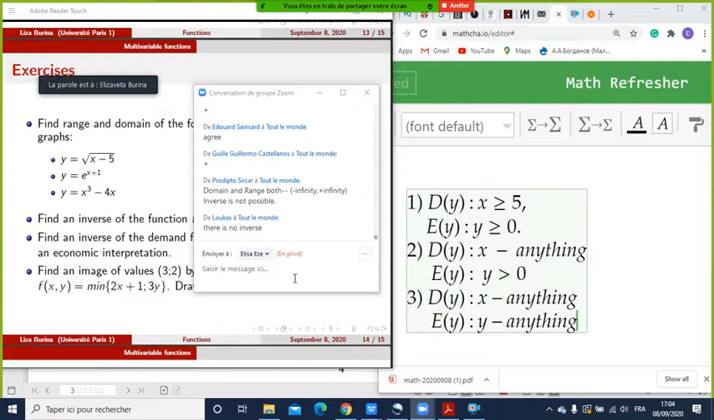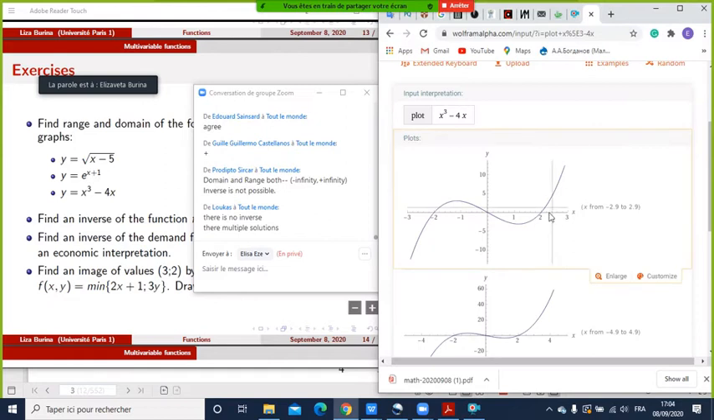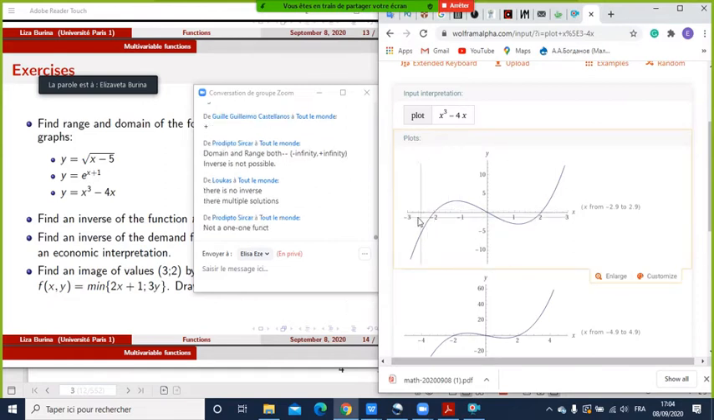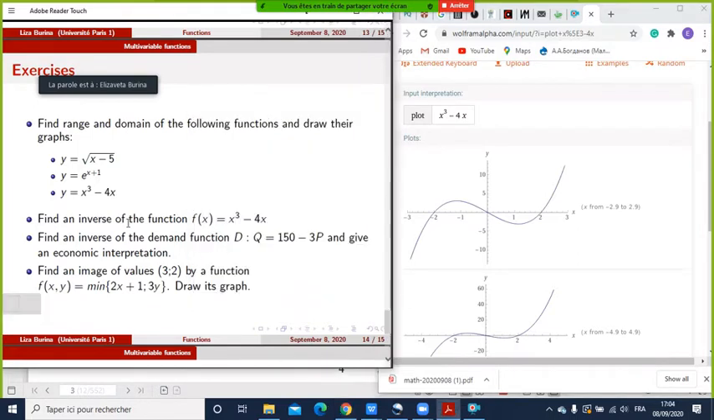Perfect. So great. Why is there no inverse? Well, we just plotted it and we see that it is not a one-to-one mapping. So for one y we have 1, 2, 3 sometimes options of x. So we cannot find an inverse. Okay. Perfect. So that was simple.